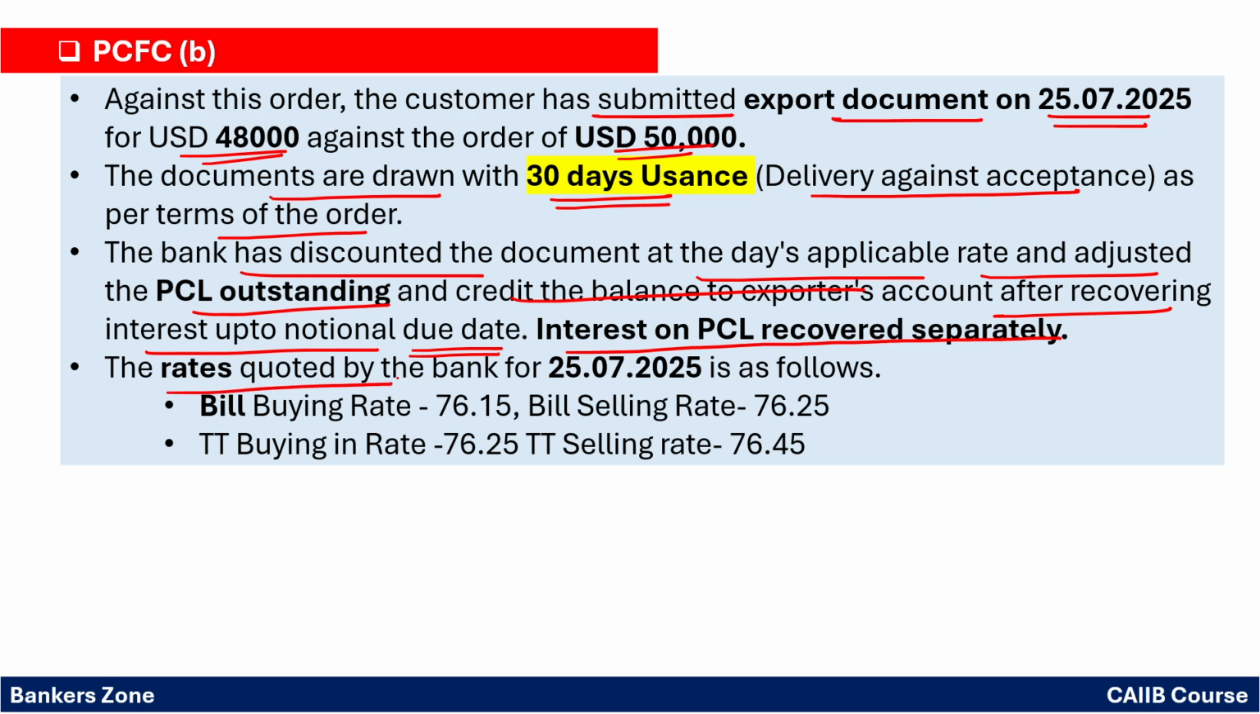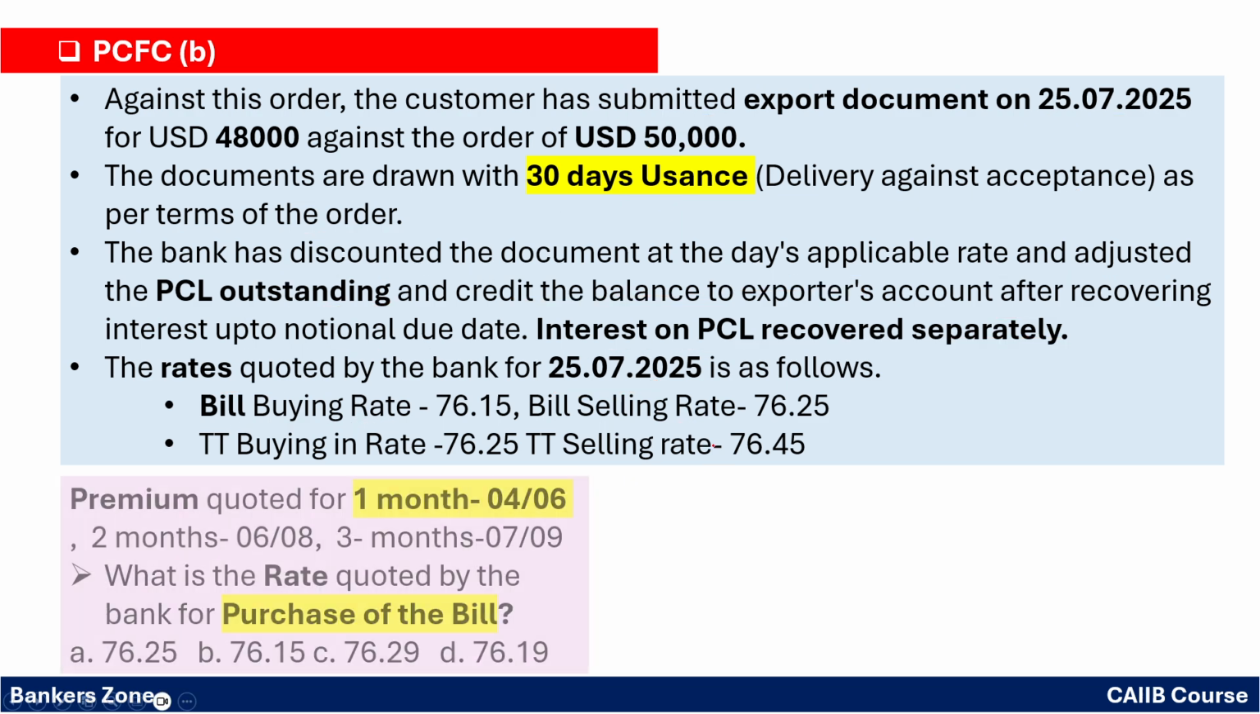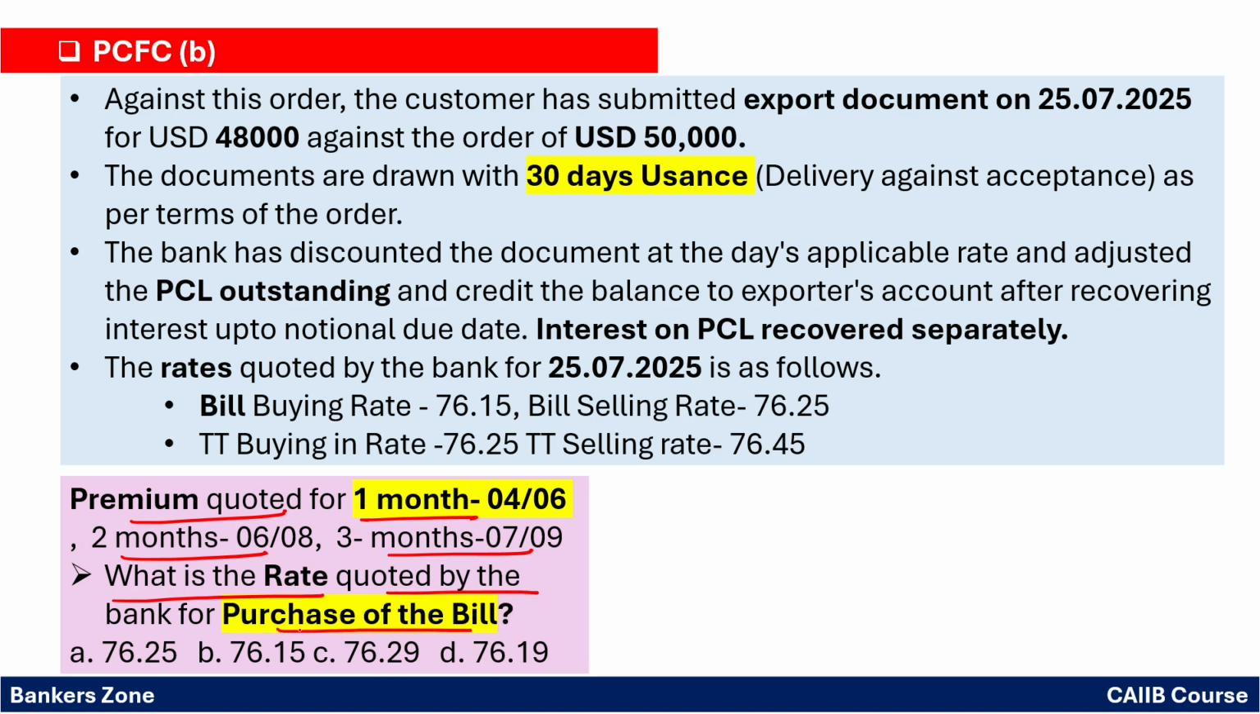However, the rates quoted by the bank on 25th of July are bill buying rate, bill selling rate, TT buying rate and TT selling rate. Now, what is the question? Simply, the premium they have also given for 1 month, for 2 month, for 3 month. Now they are asking what is the rate quoted by the bank for a purchase of the bill. So we have to simply identify the rate quoted, very easy, right? So how to identify the rate?